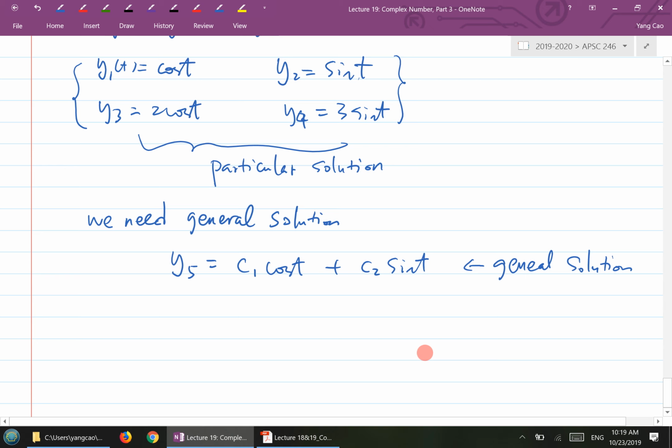We need to have two theorems before we can officially start solving for second order ODEs. Any questions?